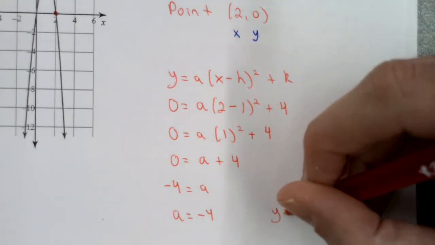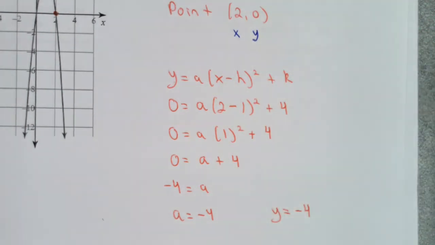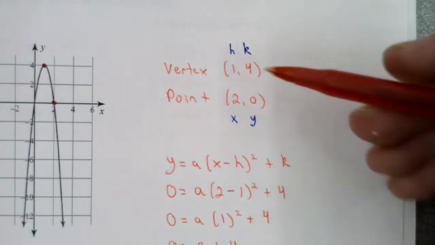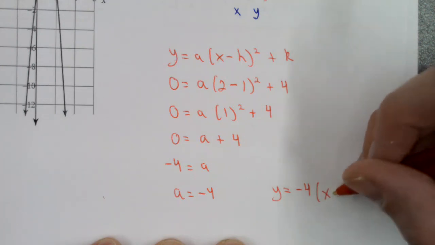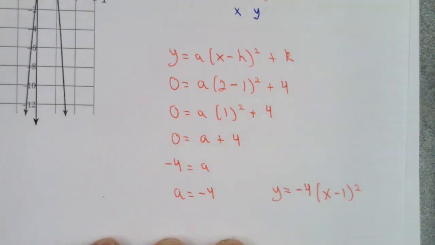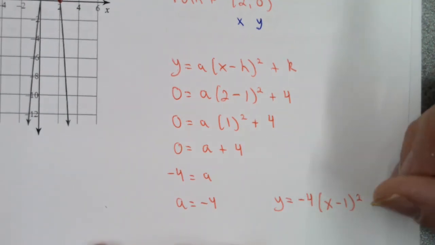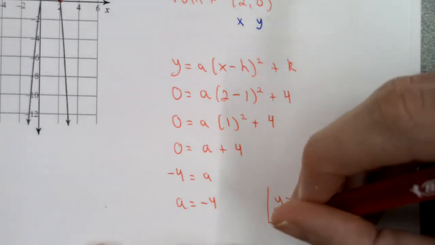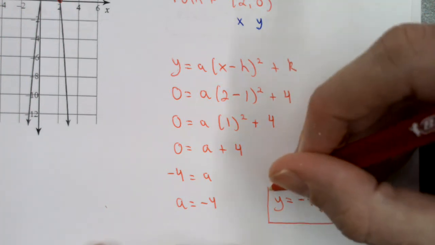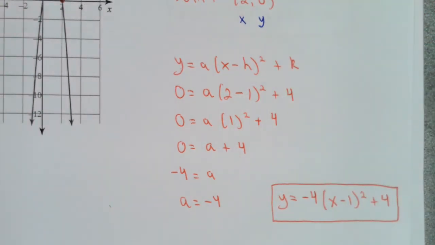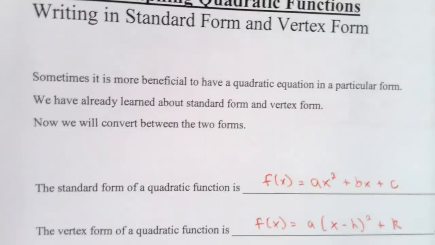Y equals A, negative 4, times (X minus H). You know H above is 1, so X minus 1 squared, and then plus K, which we labeled above as 4. And that is the end of that lesson. Hey, those are tricky, but that is the end of that lesson. That lesson was called Writing in Standard Form and Vertex Form.